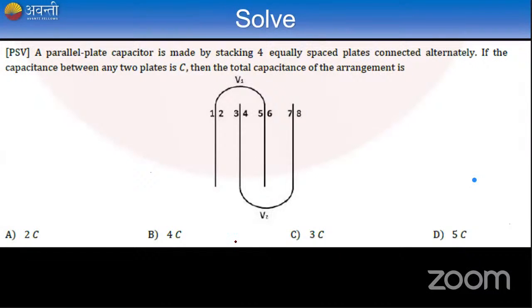So next, let's go to this question. I want every one of you to solve this. Please take 1 minute and solve this. The question goes like this. A parallel plate capacitor is made by stacking 4 equally spaced plates connected alternately as shown in the figure. If the capacitance between any two plates is C, then what is the total capacitance of this arrangement?